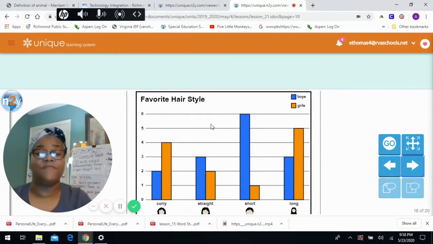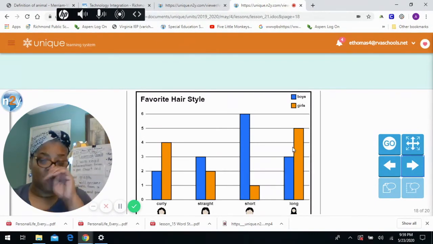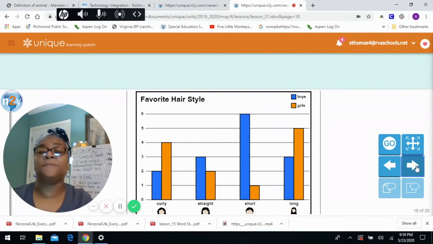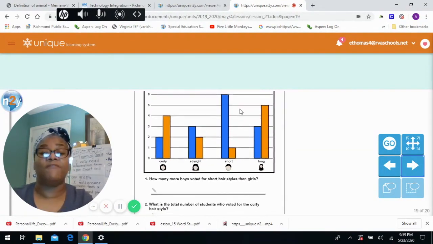What was the favorite hairstyle of all the boys and girls? The short hair. Meaning the boys like their short hair over the girls. What do the girls like most? The girls like long hair. All righty. Very good. So now we're comparing two groups together, boys and girls, with curly, straight, short, or long hair. We're talking about their favorite hair.